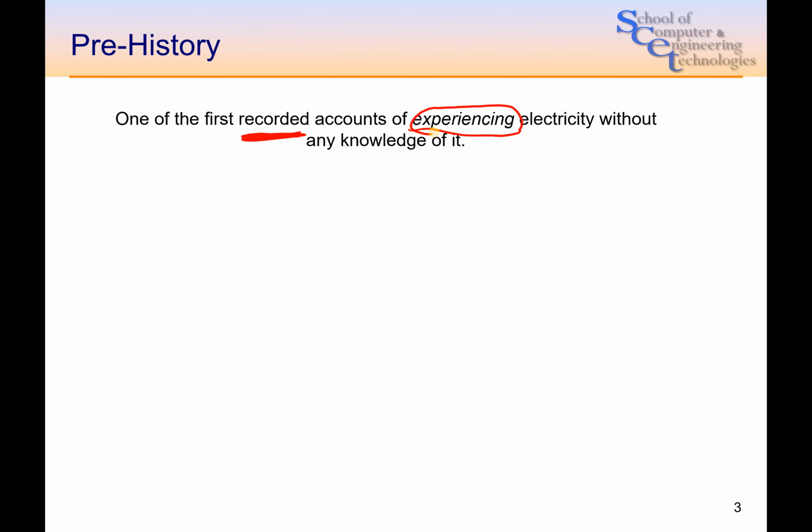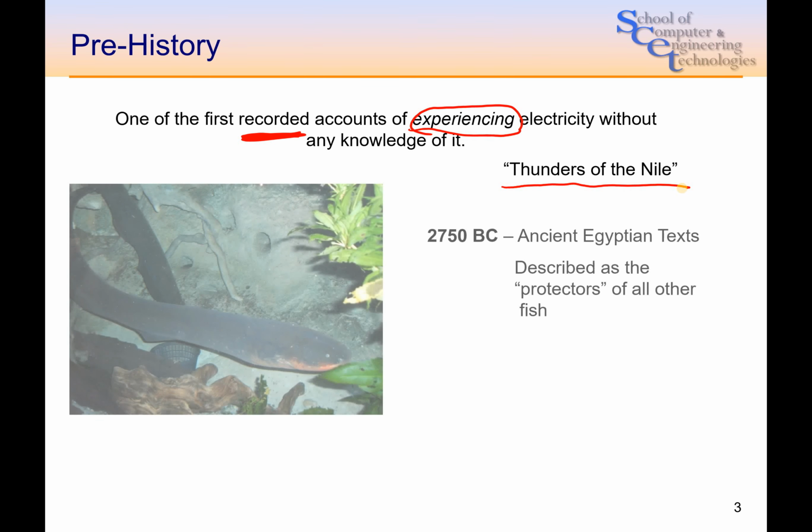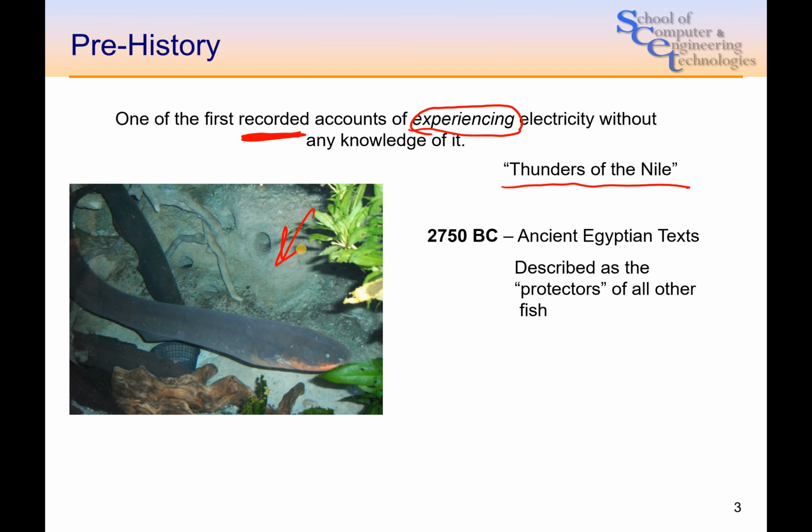How old do you think this was? How far back are we going? Like 100 years? 200 years? Well, as it turns out, I'll give you a hint. They wrote about thunders of the Nile. So now you have a clue. What could be thunders of the Nile? No, I already told you it's not lightning. What could it be? Turns out it's these guys, right? That weird looking fish thing.